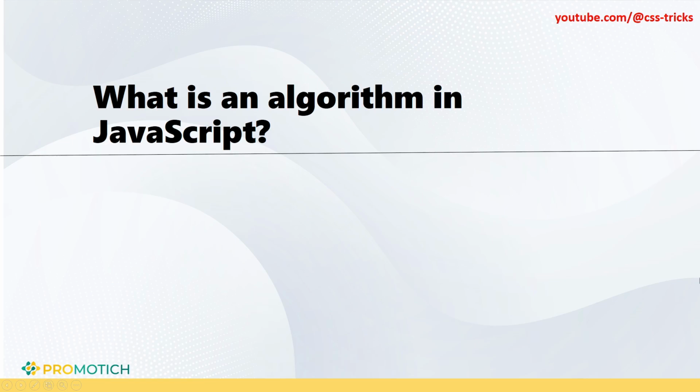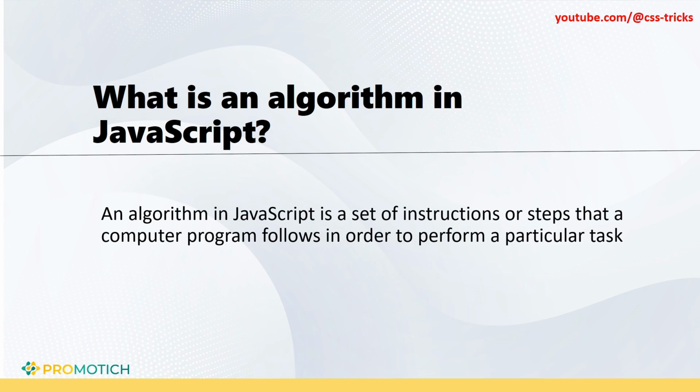In this video, let's understand what is an algorithm. In the most general sense, an algorithm in JavaScript is a set of instructions or steps that a computer program follows in order to perform a particular task. An algorithm in JavaScript can be compared to a recipe.